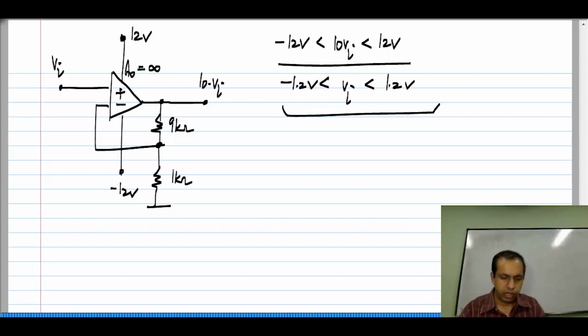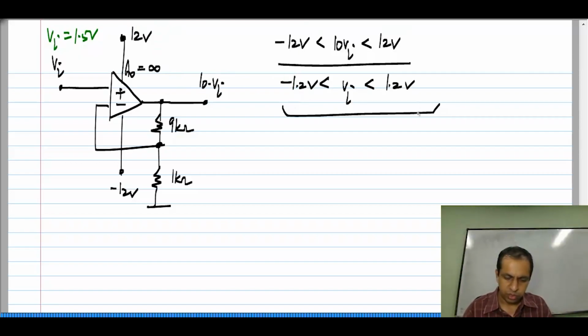Because if you exceed these limits, let us say you apply a Vi of 1.5 volts, from the gain of 10 that you expect for this amplifier, you would expect that the output would be 15 volts, but the output cannot be higher than this power supply. So, it will saturate at 12 volts.